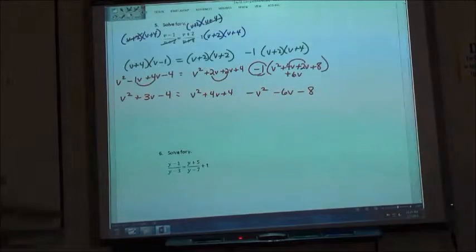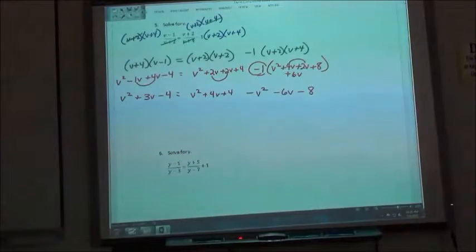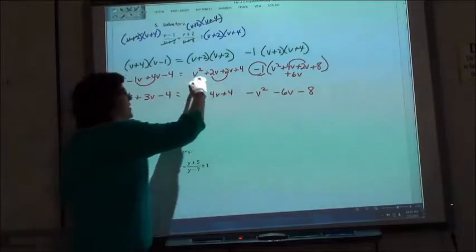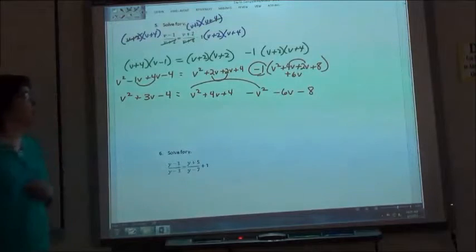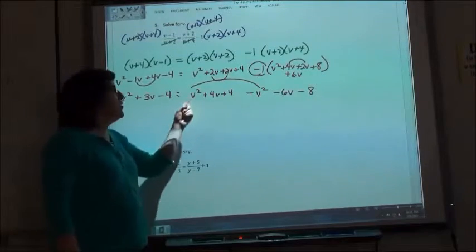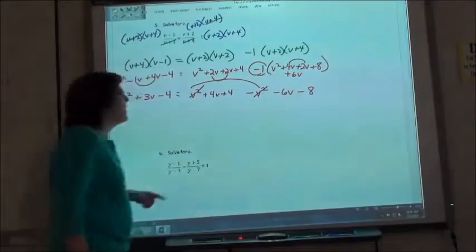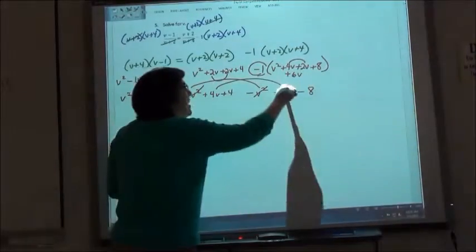So now we're going to combine our like terms over here on this right side. v squared minus v squared, what's going to happen with that? Those are going to cancel out. We're going to do 4v minus 6v.